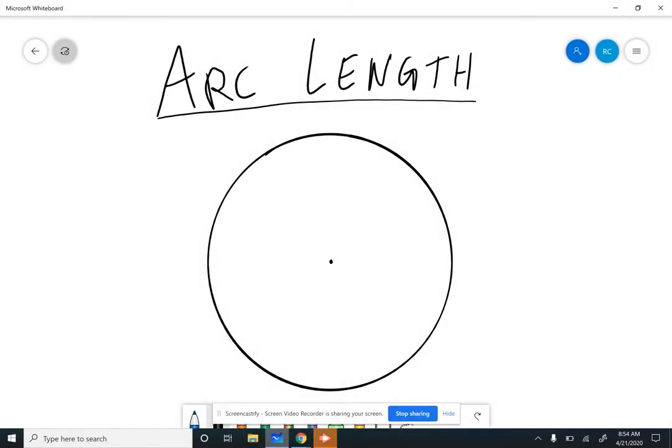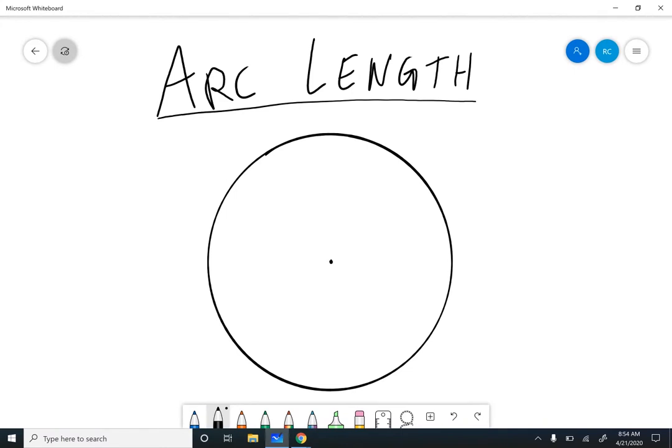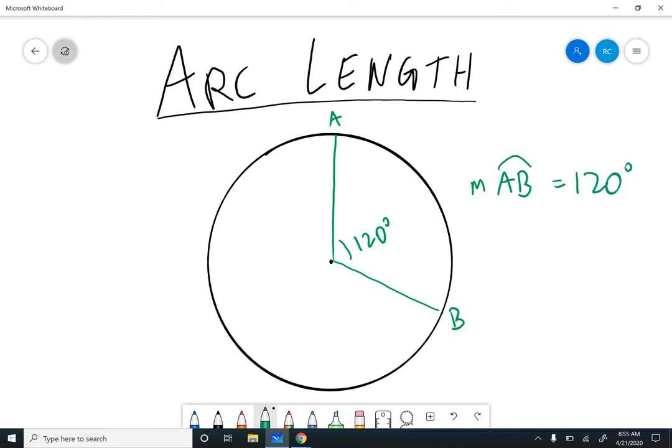Okay, so in today's video, we are going to talk about the length of arcs and how to find that. Now, we already talked last time about the measure of arcs, and let's do a really quick review of that. Okay? So if you've got an angle here that is, let's say, 120 degrees, that means that this arc AB, the measure of arc AB, is also 120 degrees. Essentially, the angle is just the measure of how far around the circle you're going.